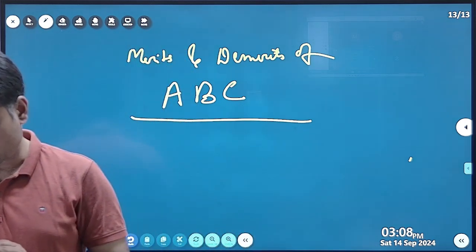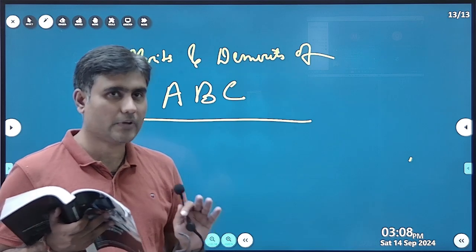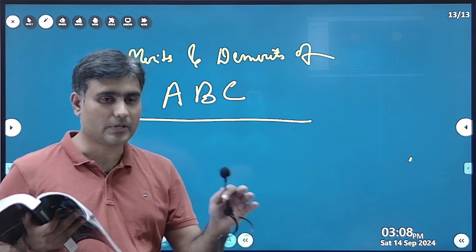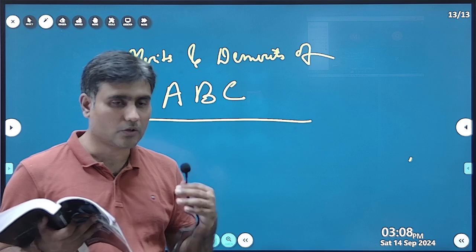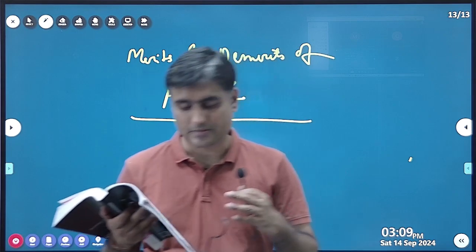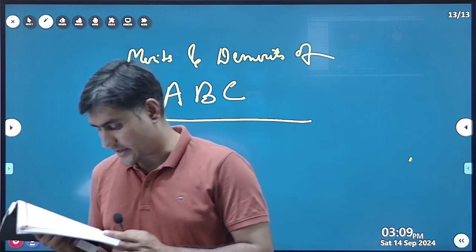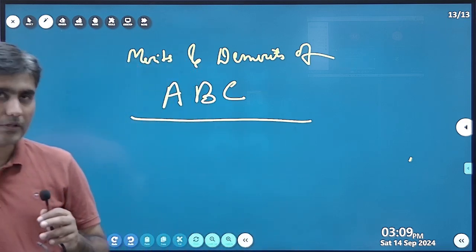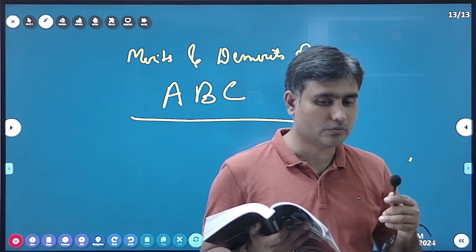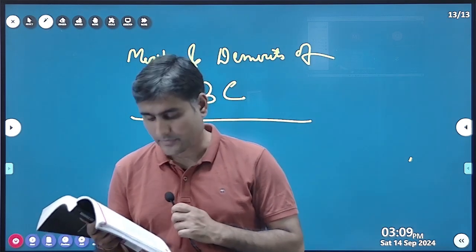Some arbitrary cost apportionments may still be required. Even if you use ABC, there will be some cost which you have to apportion arbitrarily, for which you cannot develop a basis. Many overheads relate neither to volume nor to complexity. There will be some overheads which are not related to activities, which are not related to volume. So forming a basis becomes difficult.